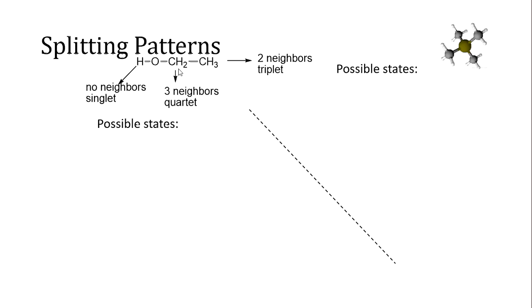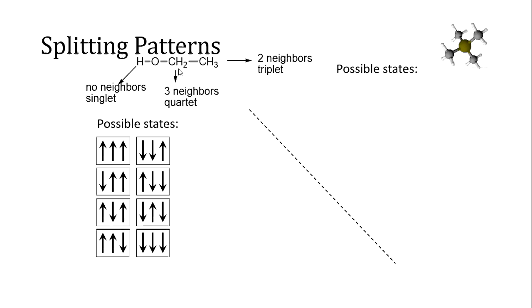So the hydrogen atom has no neighbors. That means there's no perturbation to the chemical shifts, and there is no change, so it shows up as a singlet, one peak. Right. The CH2 has 3 neighbors, and those 3 neighbors split that peak into a quartet, meaning it has 4 different substates that it can have, and we'll see how that comes about.